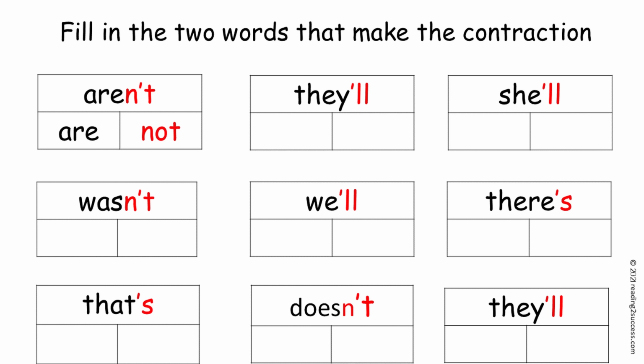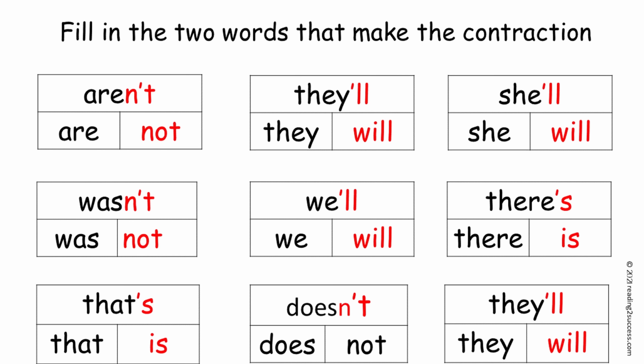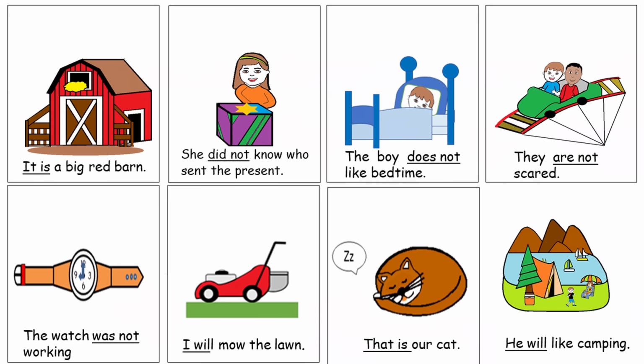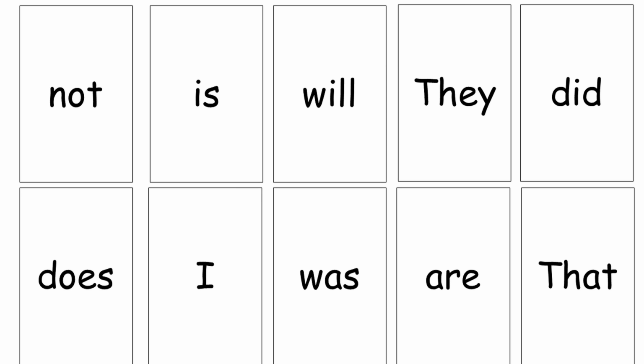For review, have kids fill in the two words that make the contraction. It is fine to offer them support. These are the answers. We have one more review practice page or mat. This is a mat similar to the one we did at the beginning, but it includes all of the words not, is, and will that we use to make contractions.